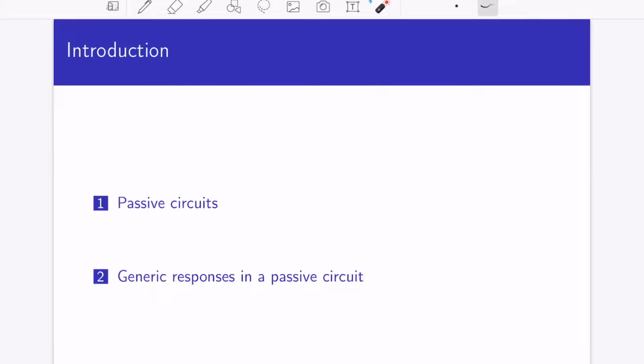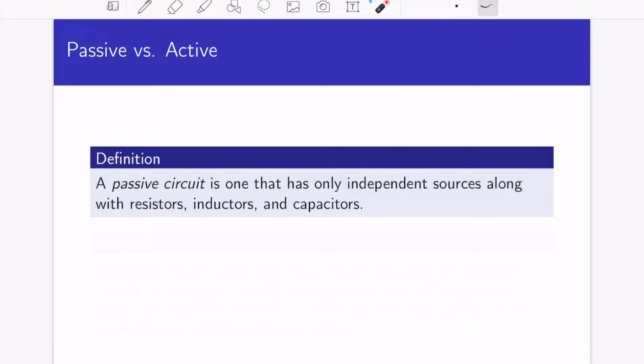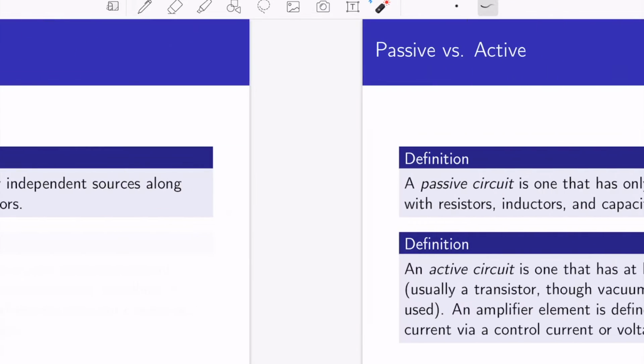We talked briefly before about impedance and how that can be used with passive circuits to analyze those circuits. Today I want to go into that in greater detail, and I want to talk about generic responses in a passive circuit. So let's again define a passive circuit as one that only has independent sources, resistors, inductors, and capacitors.